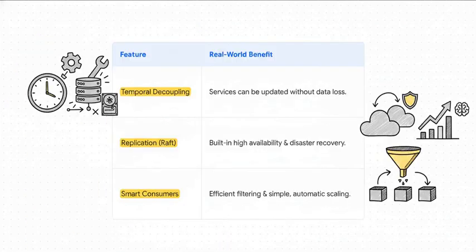So let's pull all this together. These core features translate directly into huge real-world benefits. Temporal decoupling means your services can go offline for upgrades without losing any data. Replication, which uses a consensus protocol called Raft to make sure all the copies stay in sync, gives you high availability right out of the box. And these smart consumers give you really efficient filtering and simple automatic load balancing.